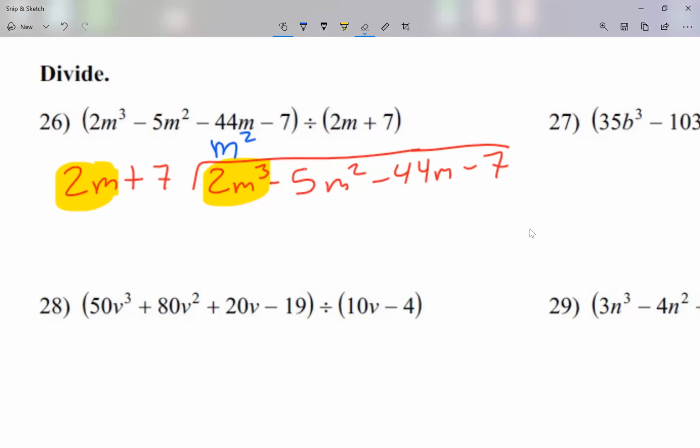Now, what I'm going to do, let me multiply m to the second to my terms out here. Okay. So I have to go m to the second times 2m, that's going to give me 2m to the third. m to the second times 7, that's going to give me positive 7m to the second.